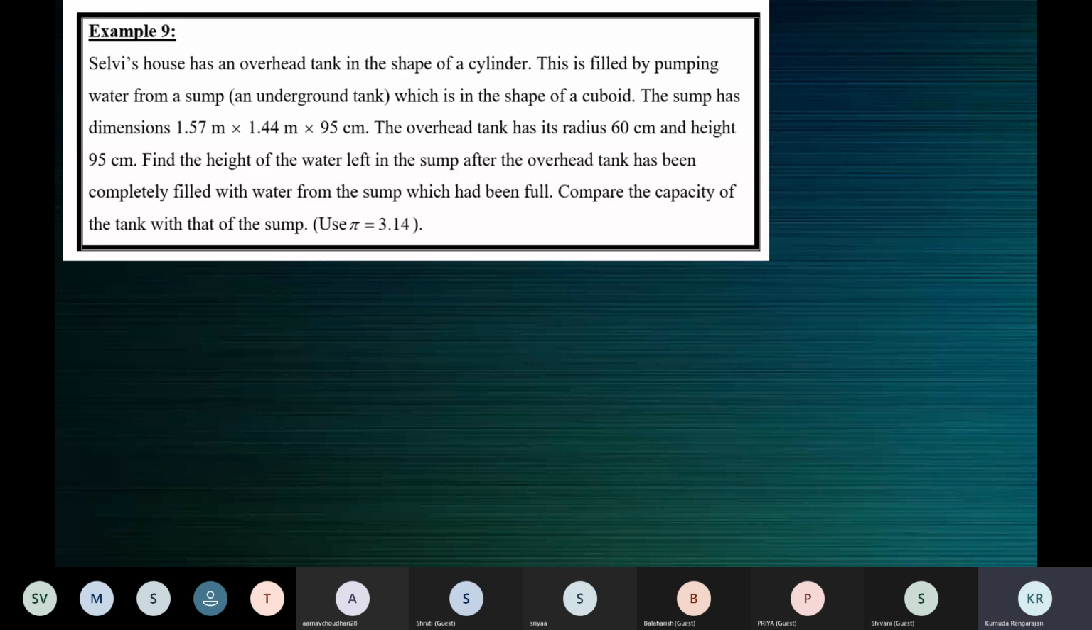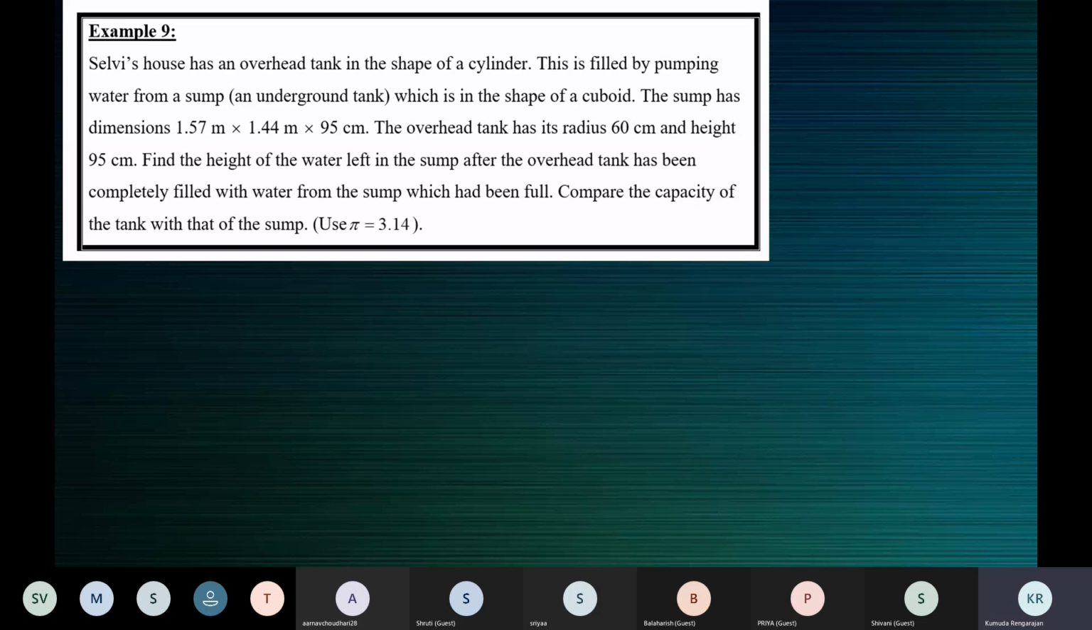The overhead tank is filled by pumping water with the help of a motor from a sump, which is in the shape of a cuboid. So the sump is a cuboid. The overhead tank is a cylinder. Cuboidal tank dimensions are given. The overhead tank has radius 60 centimeters and height 95 centimeters. For the sump, the underground cuboidal tank, we have the dimensions l, b, h.